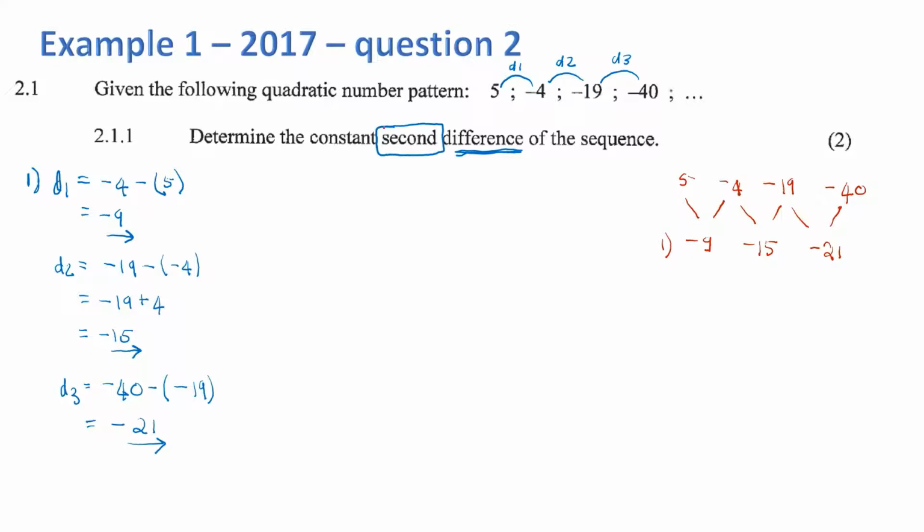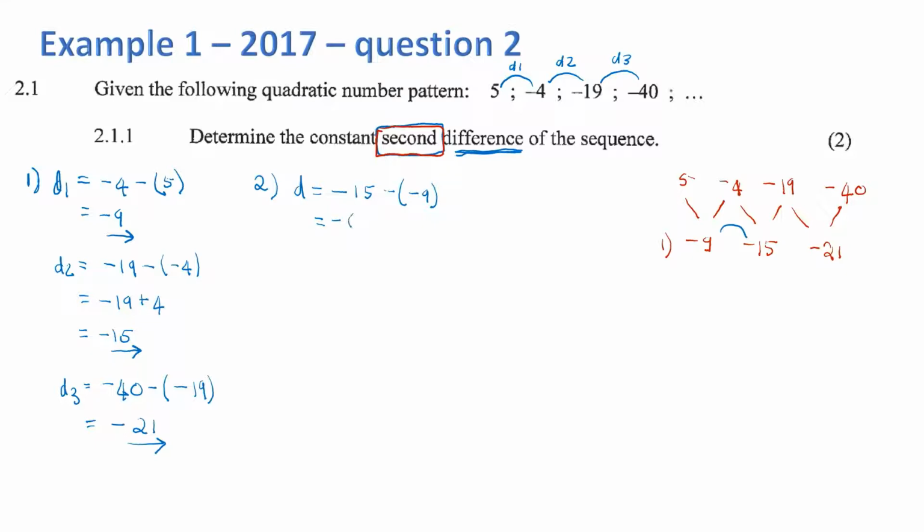Cool. But the question clearly stipulates the second level. So we have to go 1 level down. I'll do that in blue again. Cool. So, second level down. We need the difference now between these two numbers. So the difference here equals the second one minus the first one, minus 15 minus 9.